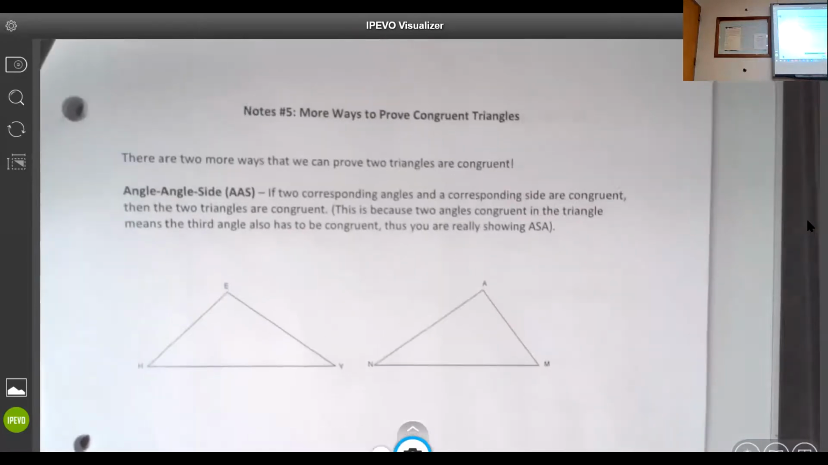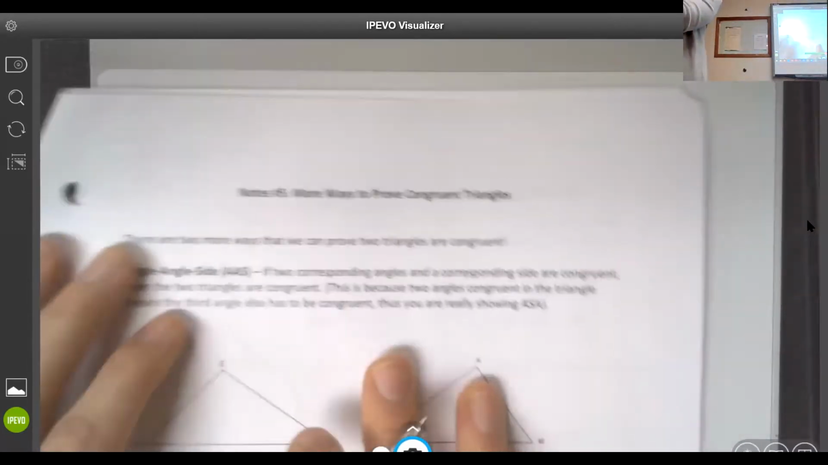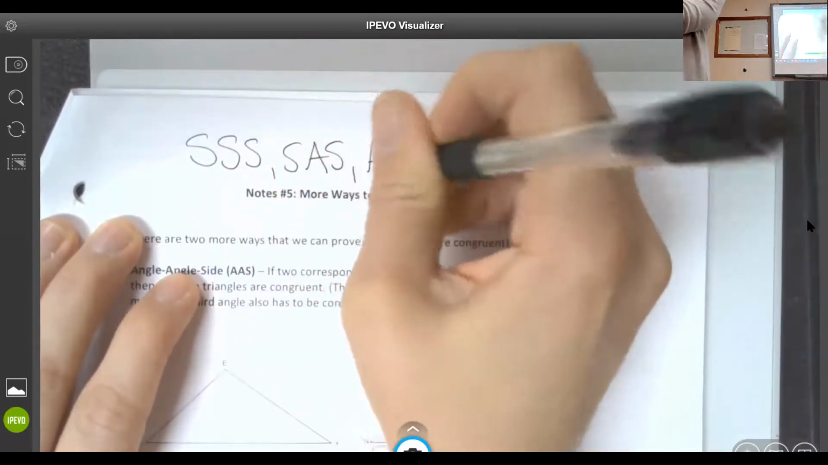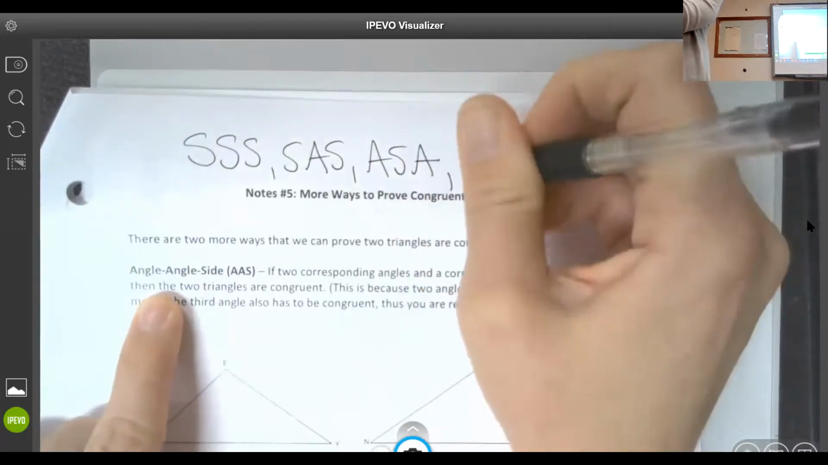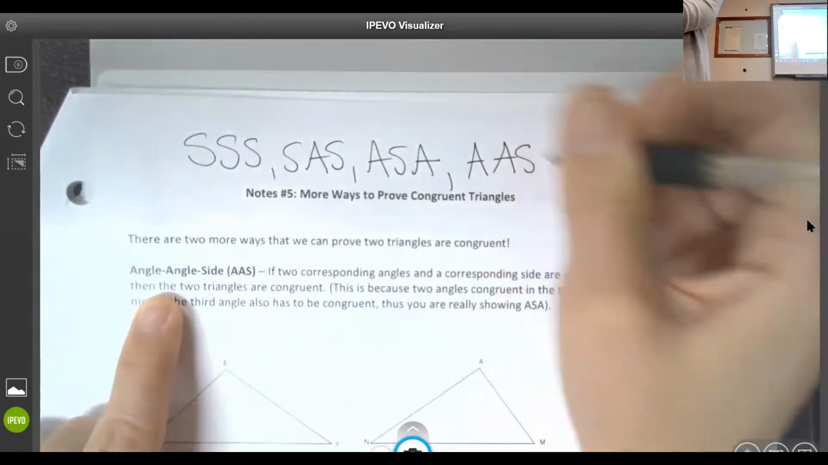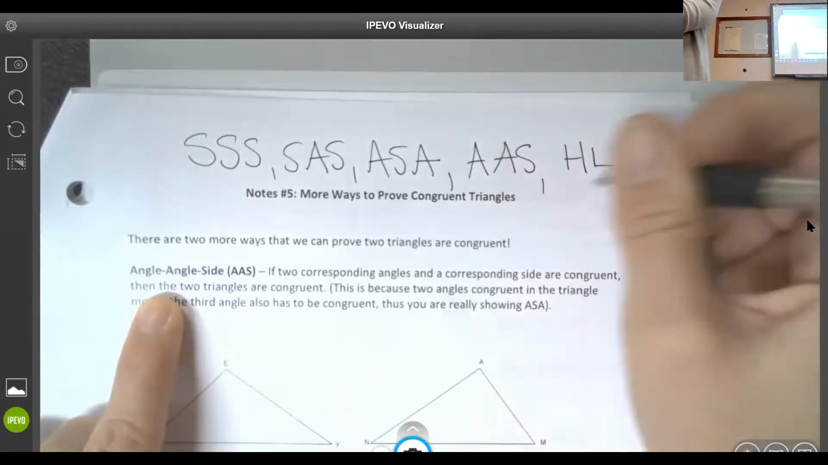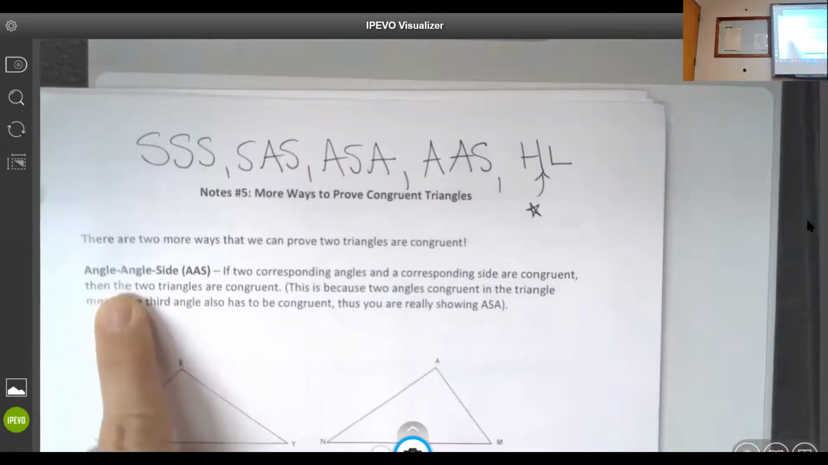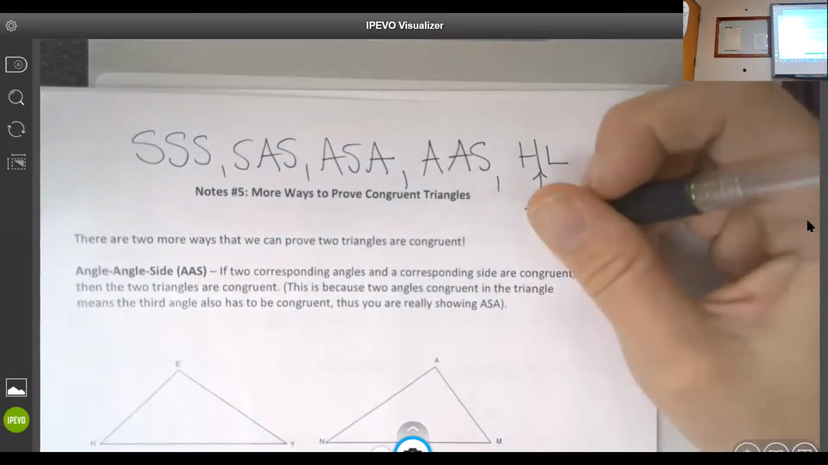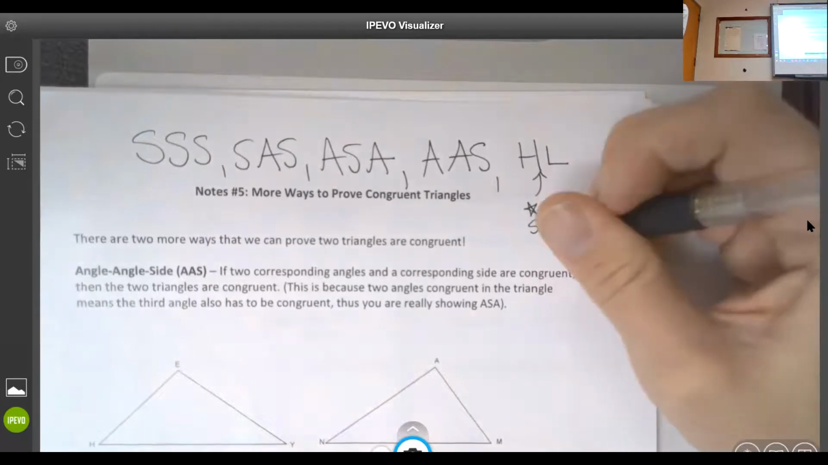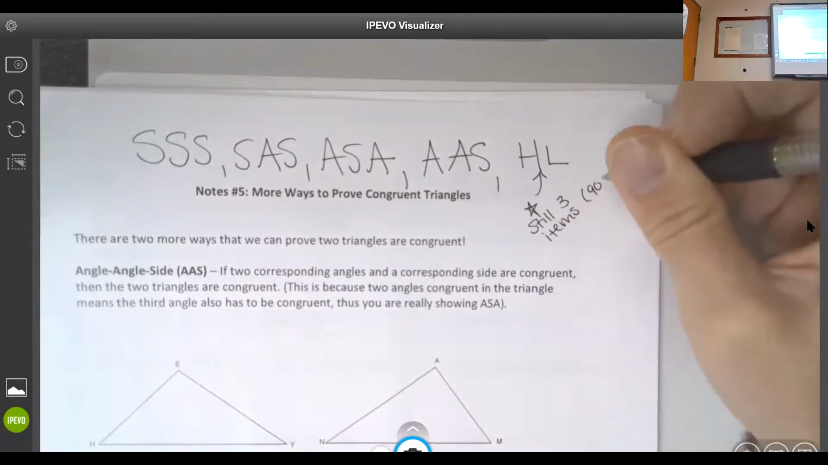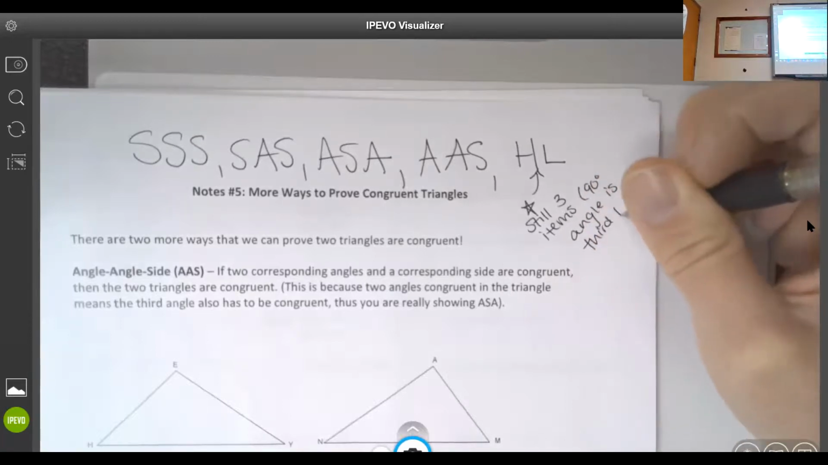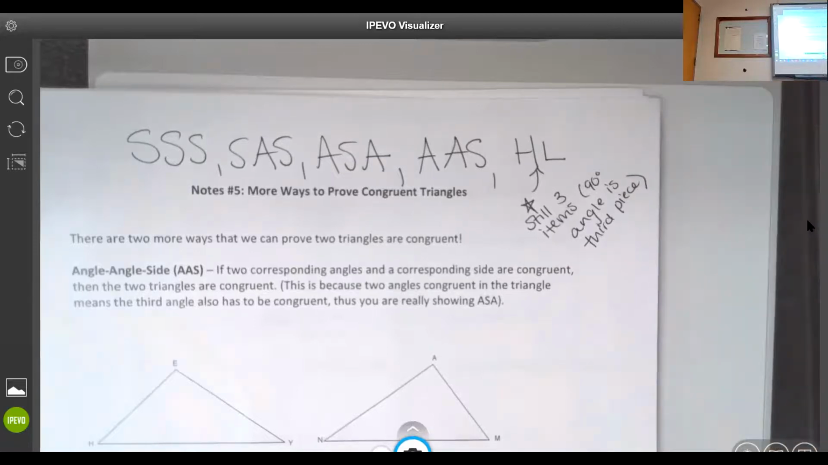So 2 more ways. So far we have side, side, side, side, angle, side, angle, side, angle. We are adding to that angle, angle, side, and hypotenuse leg. Now this last one is a little bit special because it's the first one that's just 2 things we're looking at, but it's actually still 3 items. 90-degree angle is the 3rd piece, okay?